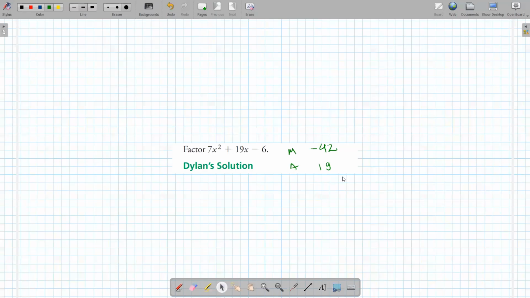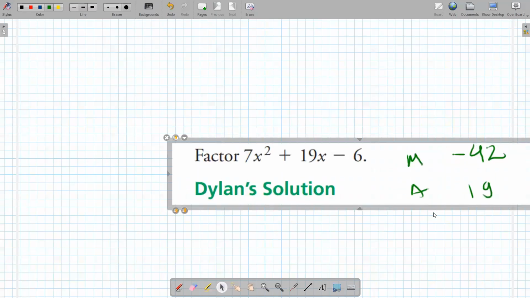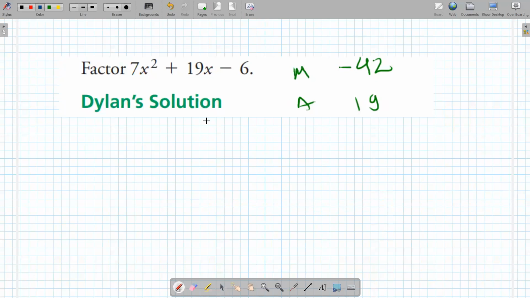You kind of want to use logic here. If it multiplies to a negative number and adds up to a positive number, that means we have two numbers. Our bigger number must be positive. Our smaller number must be negative, okay?